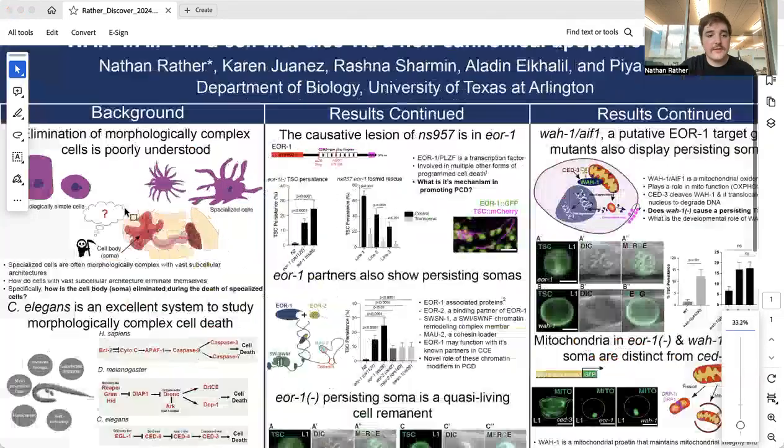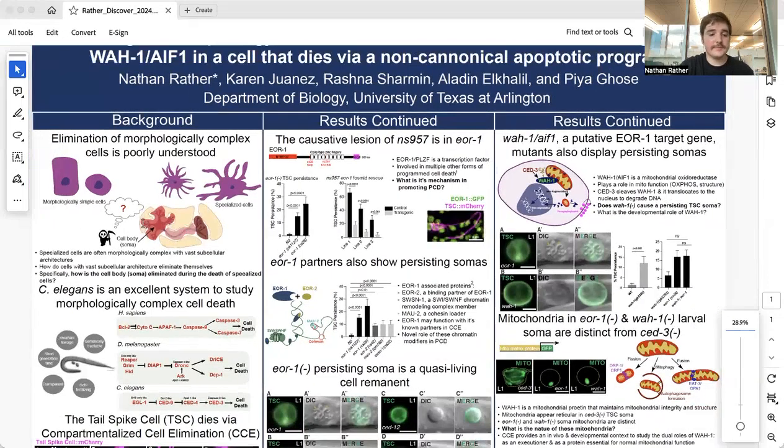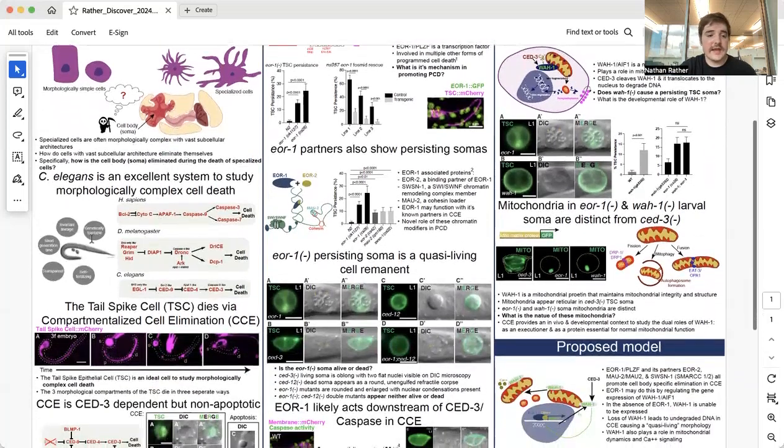So the Gauche Lab is generally very interested in the elimination of so-called morphologically complex cells. These cells have vast architectures and different subcellular compartments that extend into different microenvironments. And we ask how these cells with such complex architectures are eliminated. In order to study this, we use the nematode C. elegans because it's an ideal model system, and its cell death pathway is genetically conserved across metazoans.